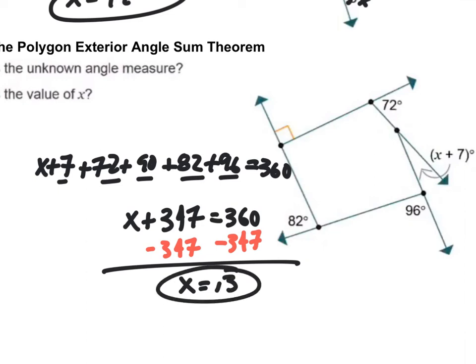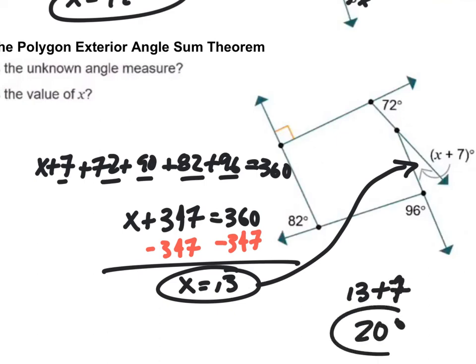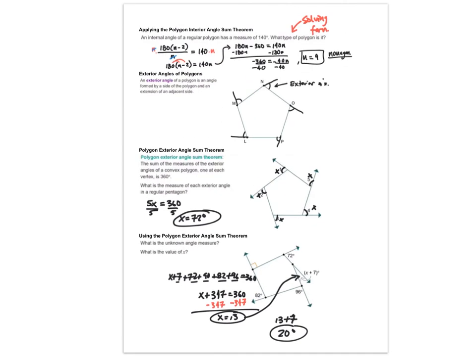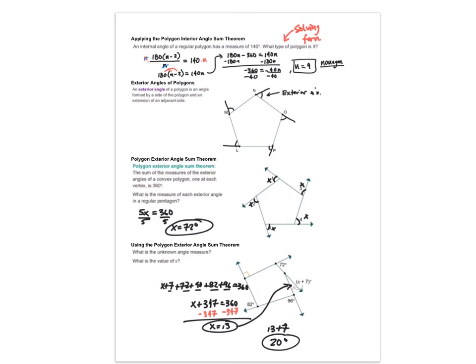So we figured out the value of x, but we also need to plug this back in to find what this angle measure is. If I find that angle measure, it's going to be 13 plus 7, which is a 20-degree angle. So guys, pretty easy as long as you understand the vocab and what exactly it is that we're doing. This really isn't too bad of a section.